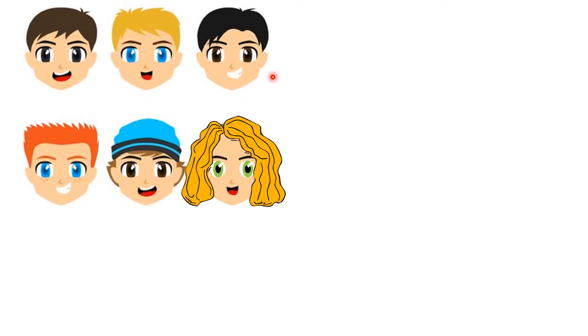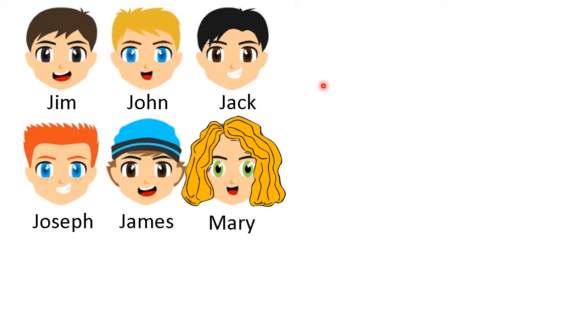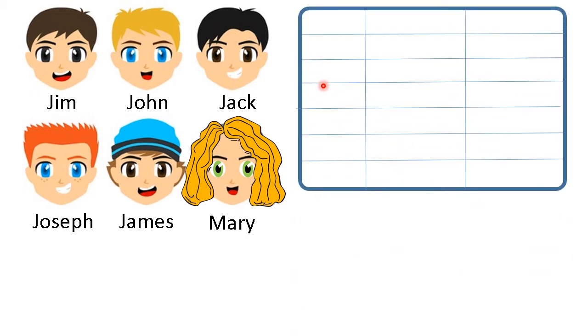Let's take a look at an example together. So, here we have 6 children. Their names are Jim, John, Jack, Joseph, James, and Mary. We need to prepare a table. The columns are name, hair color, and eye color. There are 6 children, so we need 6 lines in the table.